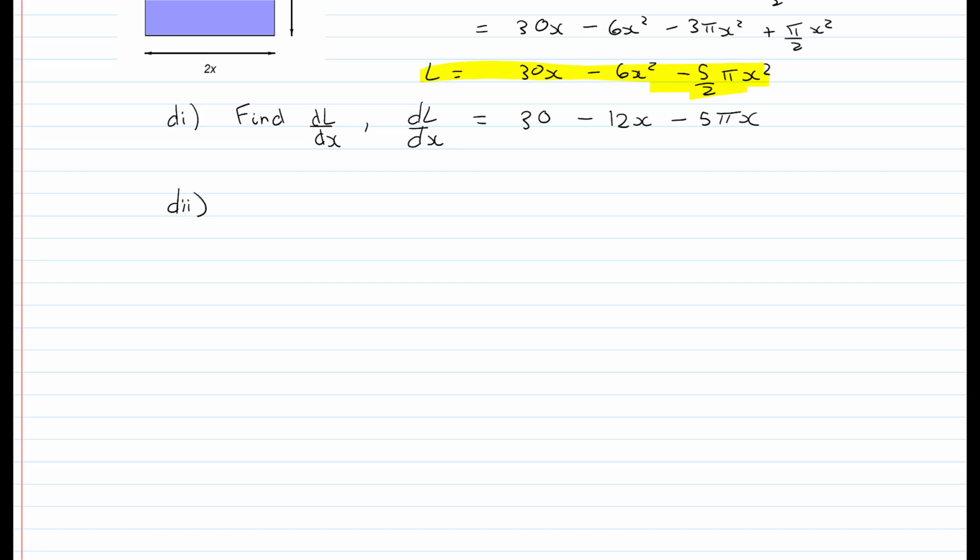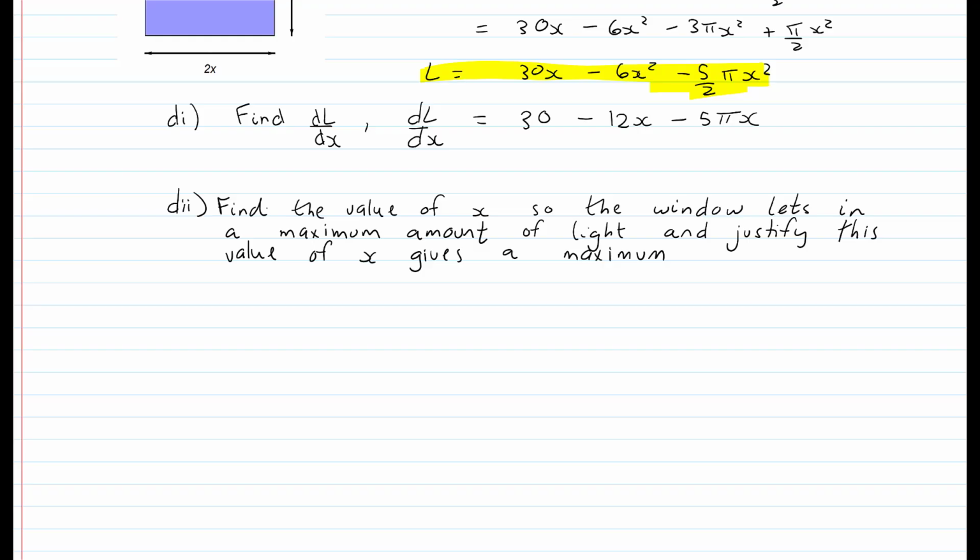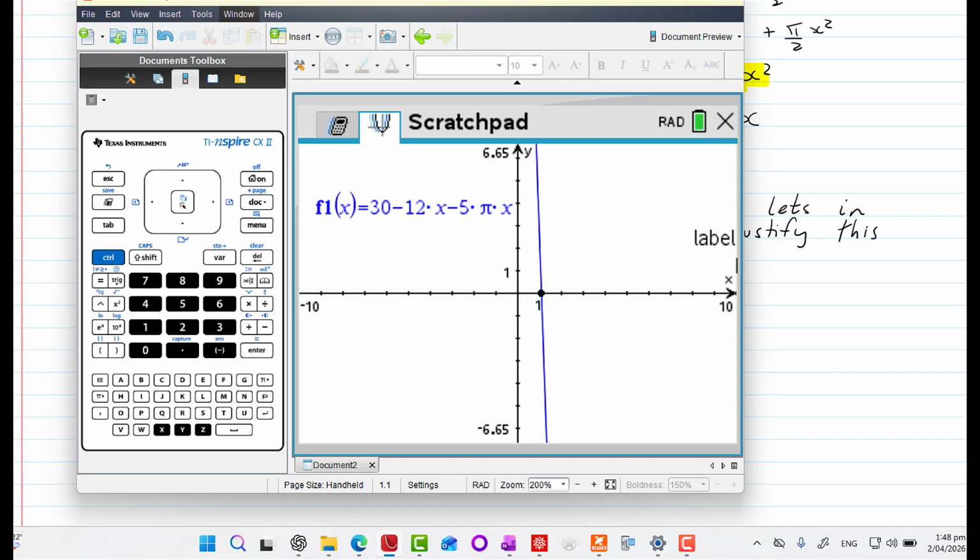And now for D part 2, we need to find the value of x so that the window lets in a maximum amount of light and justify that this value of x gives a maximum. Okay, so in order to do this, we just need to find the turning points. So we just take dL/dx, set that equal to 0, and then solve for x. We could use algebra to solve that, but we've got our calculator, so we'll grab our calculator.